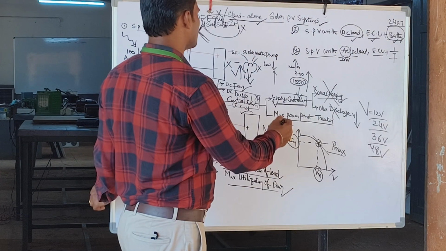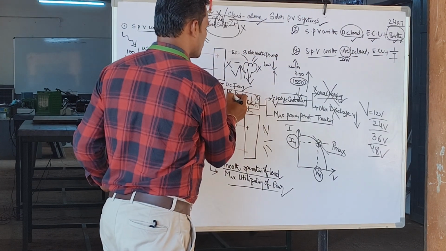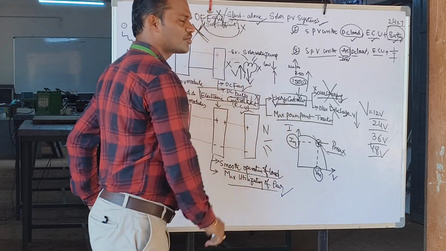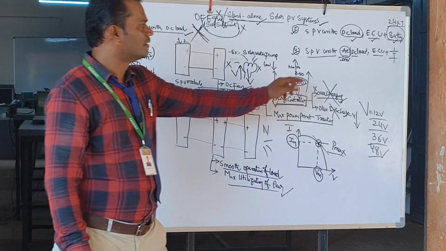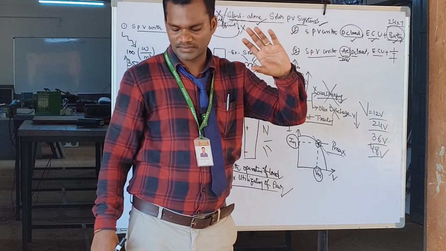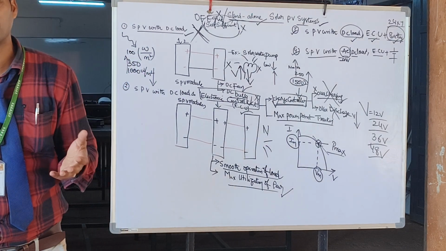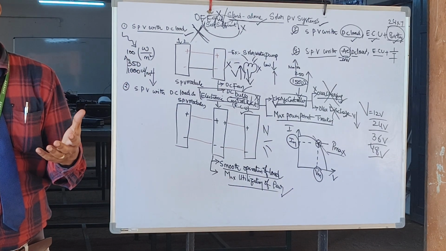So the examples of this standalone solar PV system are a DC bulb or solar street light system. Here, battery, electronic control unit, DC bulb. This is a very good design. We call it solar street lighting. We have an experiment to do that. So street lighting, if you turn it on, what will happen?